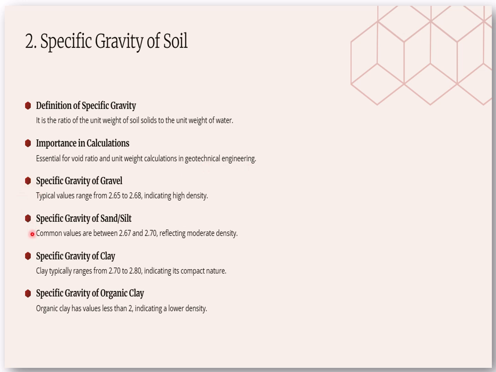These are the specific gravity ranges we are going to see. The typical values range from 2.65 to 2.68, which specifies that this is gravel. If it is sand or silt, common values are between 2.67 and 2.70, reflecting moderate density. The specific gravity of clay typically ranges from 2.70 to 2.80, indicating its compact nature. And for organic clay, the values are less than 2, indicating a lower density.